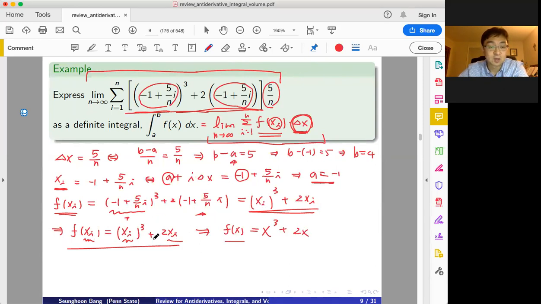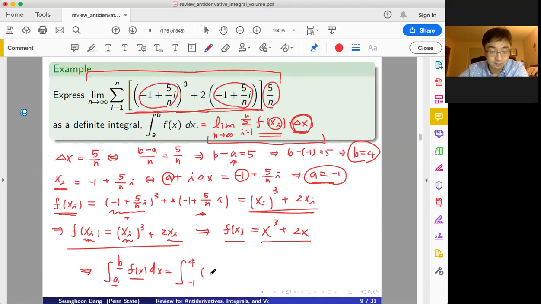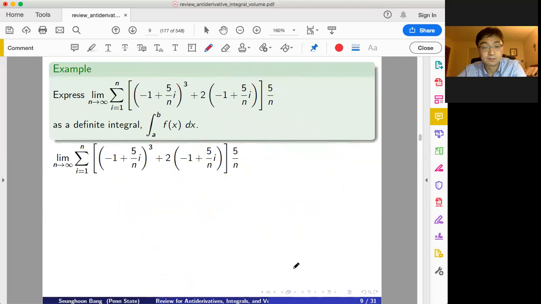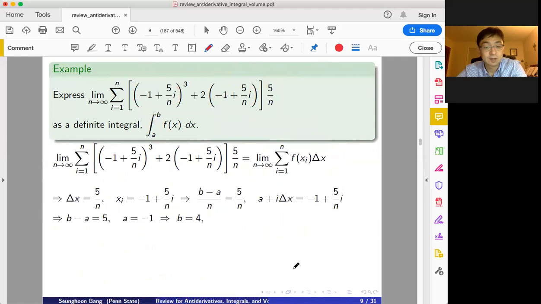So what is the definite integral, the integral from a to b of f of x dx? What is a? This one, -1. What is b? Here, 4. What is f of x? f of x is x cubed plus 2x. That's it. This is the final answer. Like this.